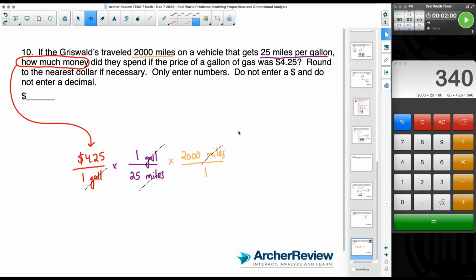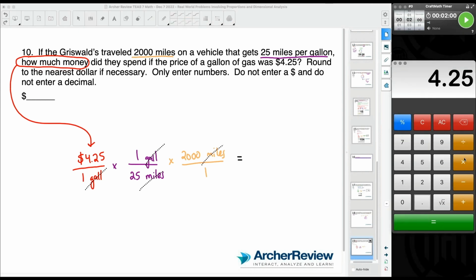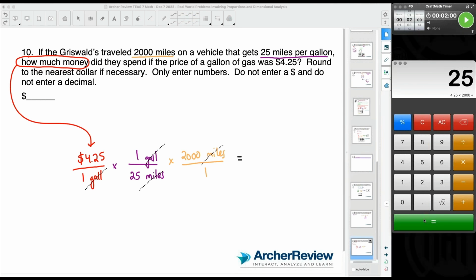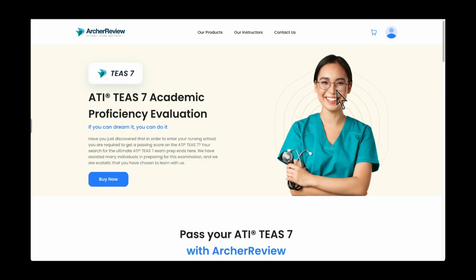A lot of ones here, but we still want to multiply and divide just like we've done for the last 3-4 problems. So $4.25 times 2,000. And then the only thing we have to divide by is the 25. And you can see we do get the same answer. So 340 bucks.